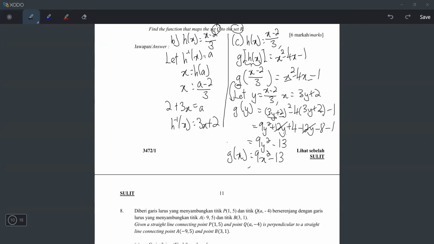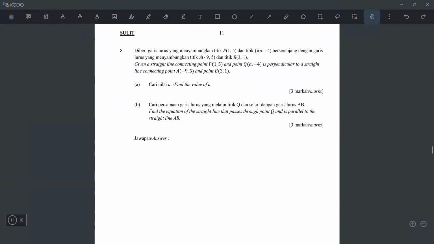Wrong. Okay, where did I do wrong? Minus 4, 3y plus 2. Okay, what is negative 4 times 3y? Negative 12y, right? Negative 4 times 2, negative 8, minus 1. 3y squared is 9, 6y times 2 is 12y, plus 2 square, 4 minus 8 minus 1. What is 4 minus 8 minus 1? Oh, negative 5. Okay, so actually the working is correct already, just I tekan salah. So it should be 5 here. Okay, so that is the answer.